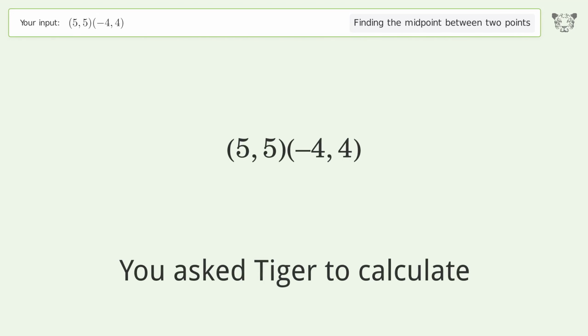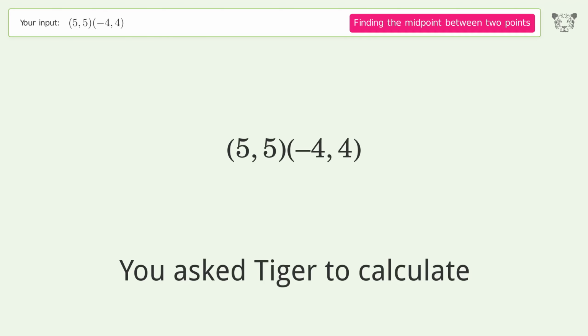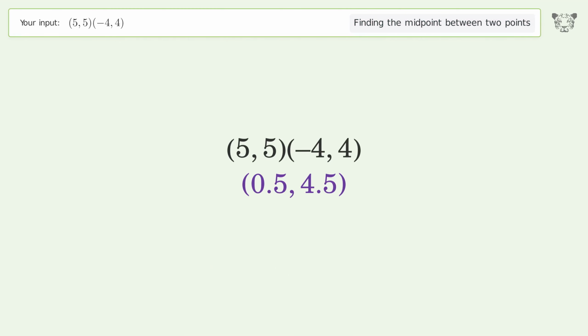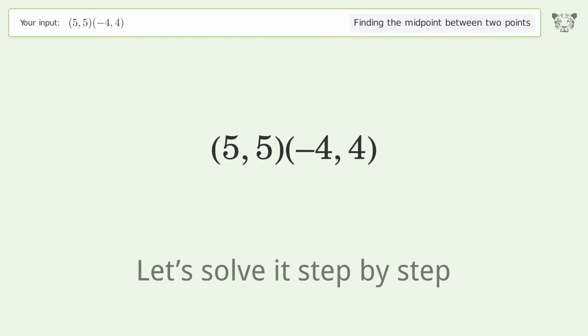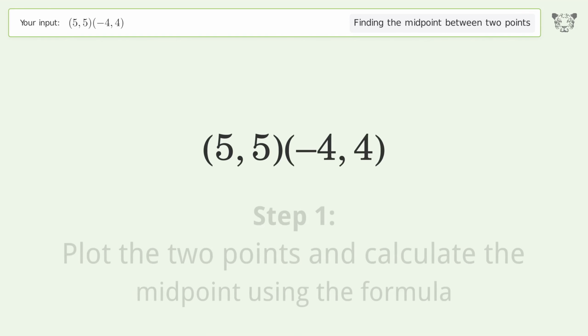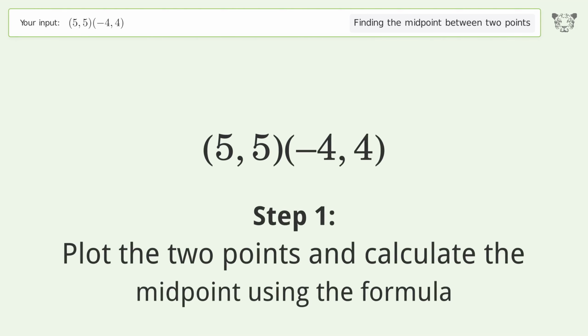You ask Tiger to calculate. This deals with finding the midpoint between 2 points. The midpoint between the 2 points is 0.5, 4.5. Let's solve it step by step. Plot the 2 points and calculate the midpoint using the formula.